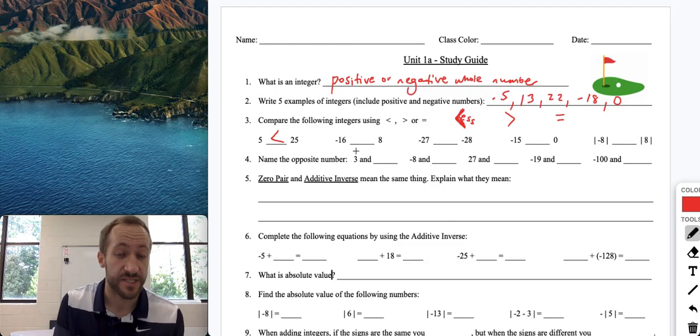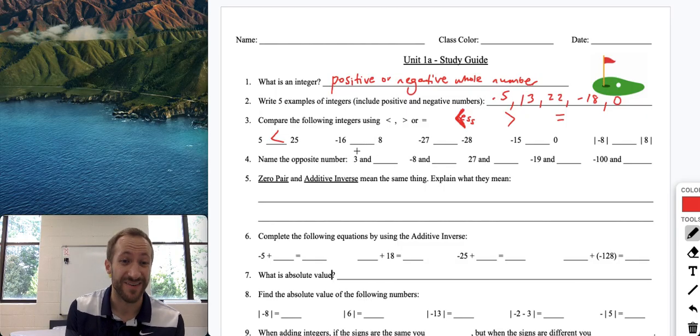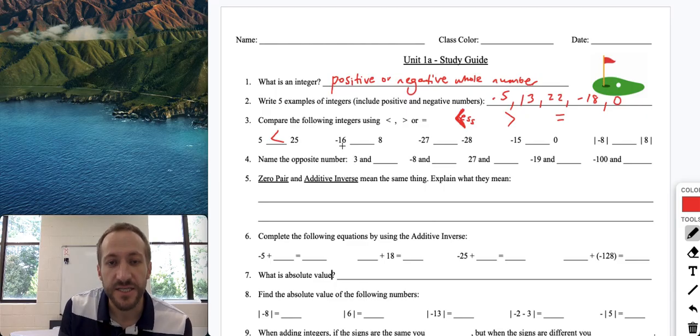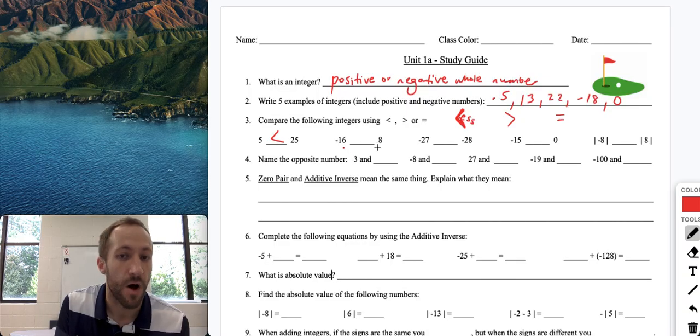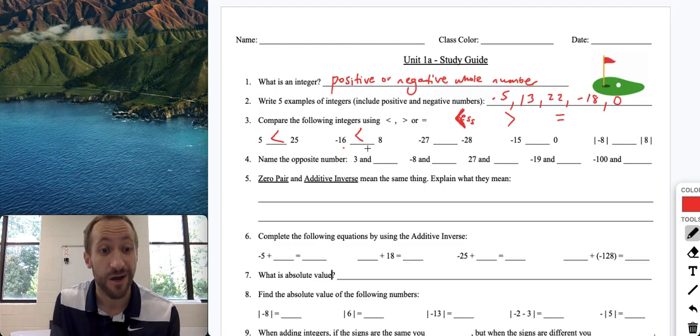The next one, -16 and 8. Now, this is where things get a little more difficult in middle school because we have negative numbers involved. 16, if there was no negative sign, 16 would be bigger than 8. But any negative number is always smaller than any positive number. So I always like to think of it in terms of money. Which one would I rather see in my bank account? Which one would I rather see on my Cash App balance? -$16 or $8? I'd rather see $8. So that's the bigger number here.